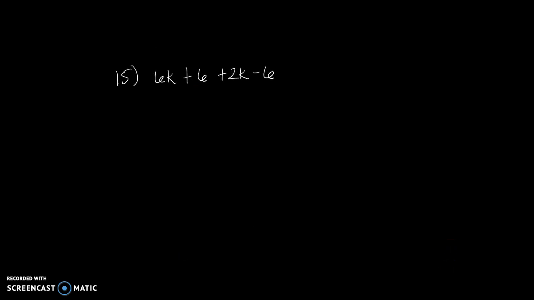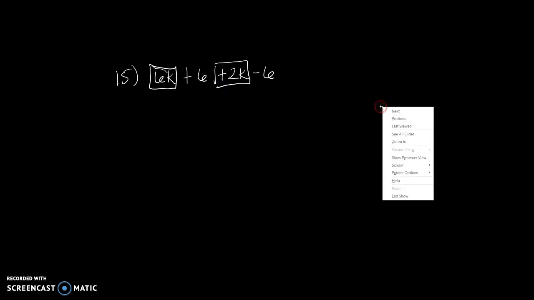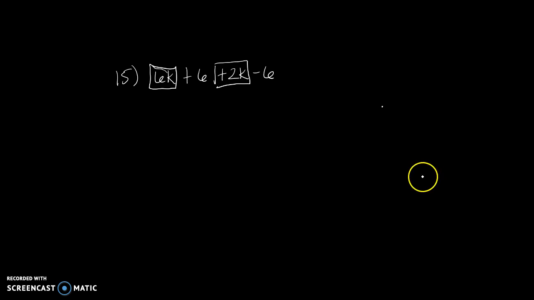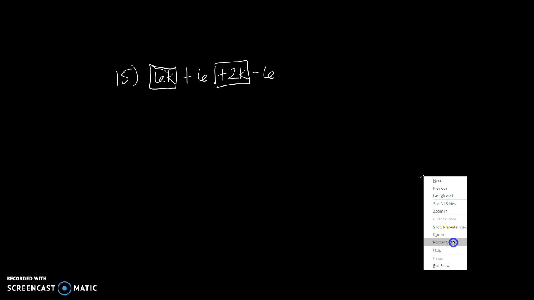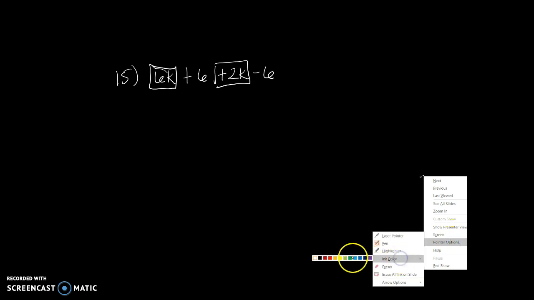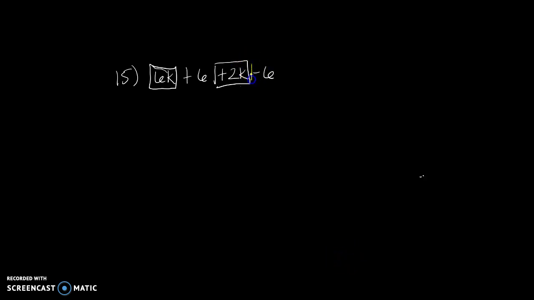All right, one last one. We have 6k plus 6 plus 2k minus 6. So let's go ahead and box our k terms in white. And then I'll switch and I'll box our number terms in yellow. Whoops. Oh, I gotta do that again. Okay, there we go. And now I'm going to rewrite it again because it's easier.